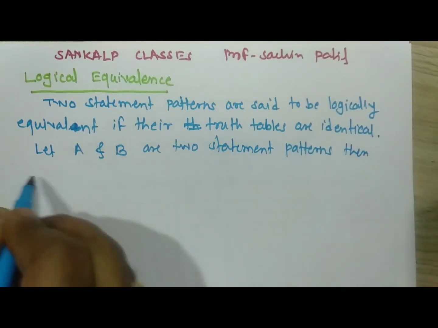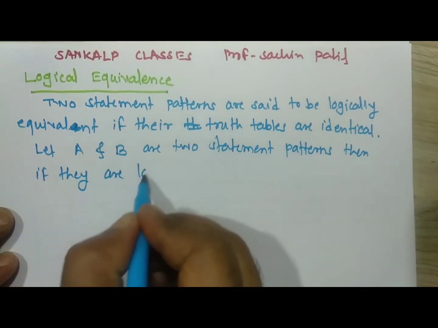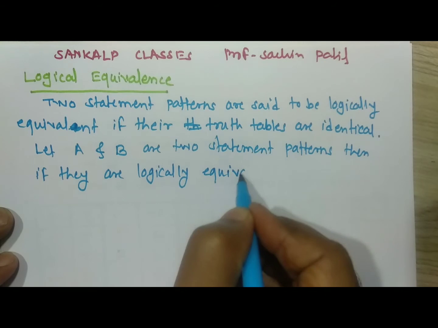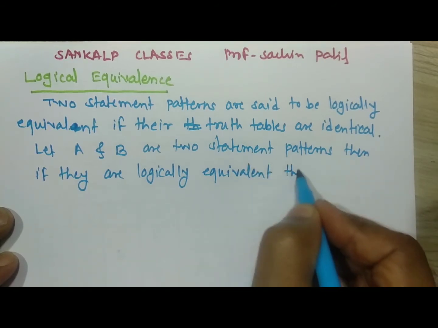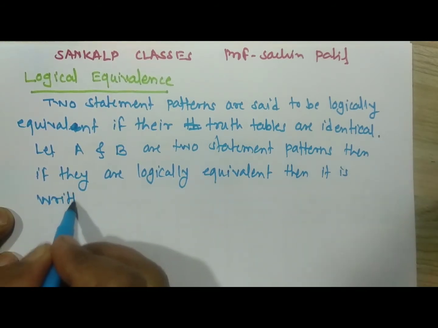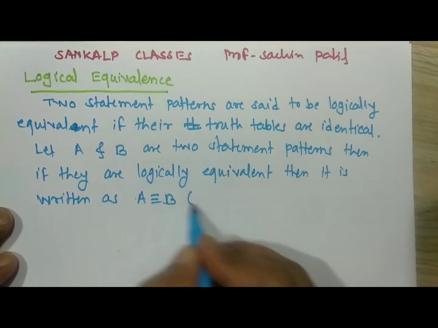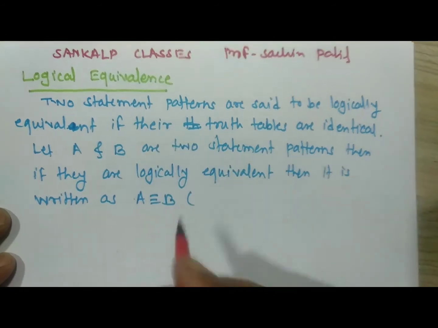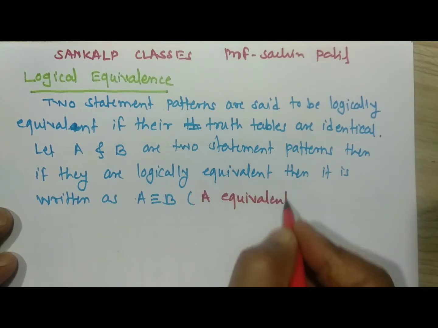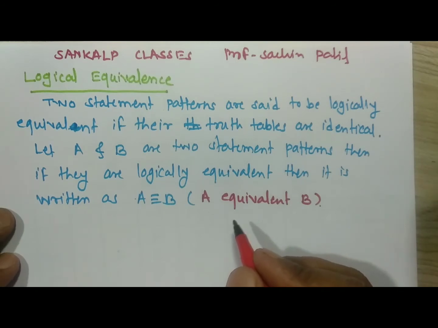Then if they are logically equivalent, it is written as A equivalent B. We have to read it as A is equivalent to B. That means statements A and B are equivalent with each other.